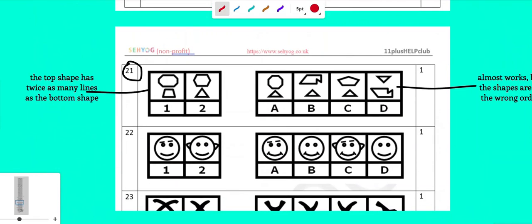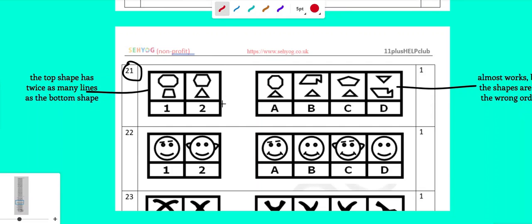If we move on to the next question, question number 21, in figures 1 and 2, the top shapes have twice as many lines as the bottom shape. If you look at figure 1, there are 4 lines made here, and the above shape has twice as many as the bottom shape, which is 8 lines here.